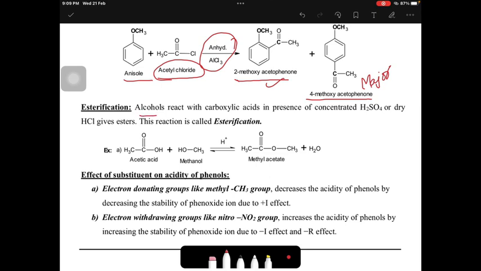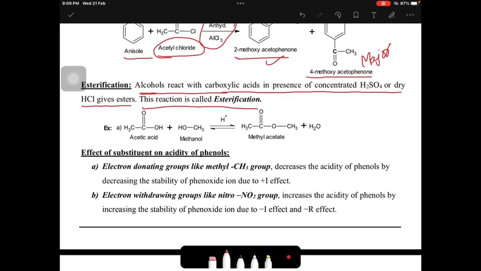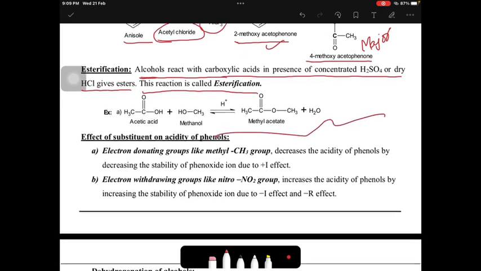Esterification. Esterification means alcohol reacts with carboxylic acid in the presence of concentrated sulfuric acid or dry HCl to give ester. This reaction is known as esterification, and this is the reaction for that.